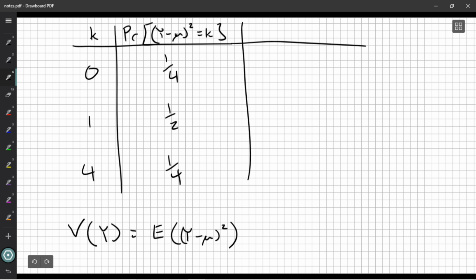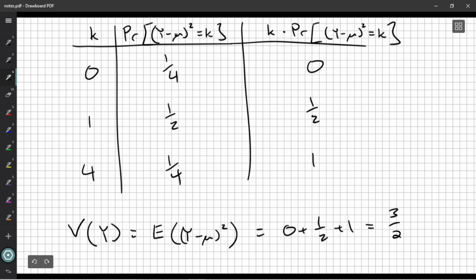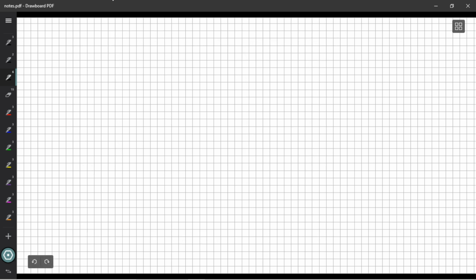But we've got a PDF, we know how to make expected values. Just multiply each possible outcome by its probability. So 0 times a quarter is still 0. 1 times a half, 1 half. And 4 times a quarter, 4 quarters is 1. So we add these up, 0 plus a half plus 1. So the variance is 3 halves. That's fantastic. But the variance is just a stepping stone to get to our standard deviation.